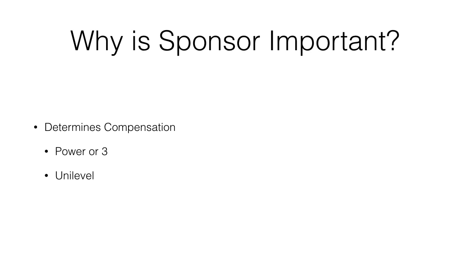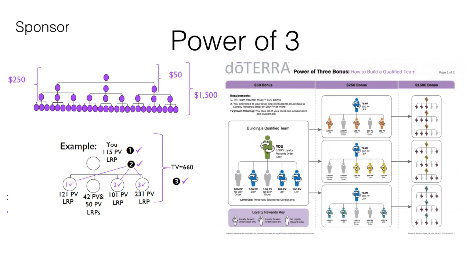The second is Unilevel. So I'll just briefly discuss these. If you want to learn more, you can seek out training in other videos. Power of 3 is basically compensation for organizing your business in a sustainable manner. There are 3 rules for Power of 3. First, you have to have an LRP of 100 PV or more.